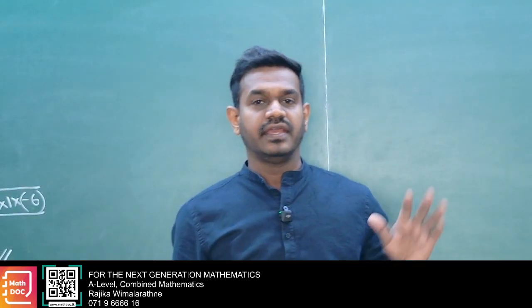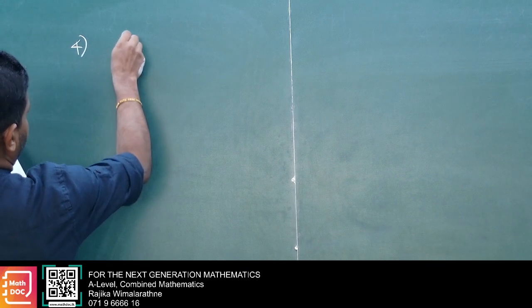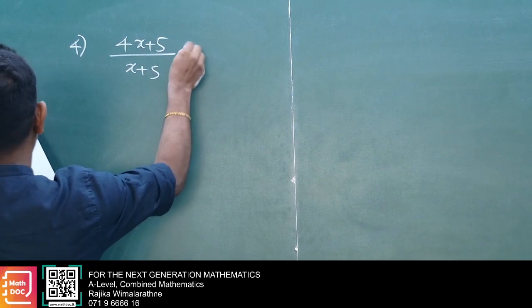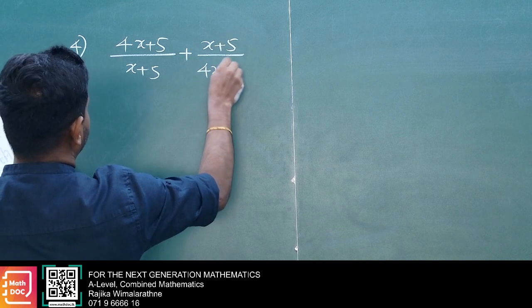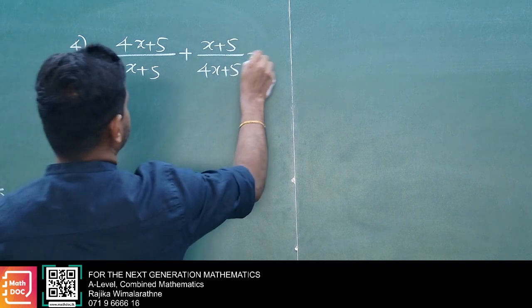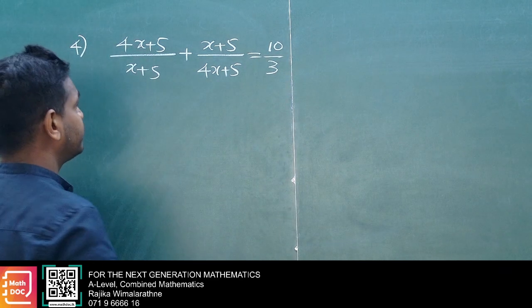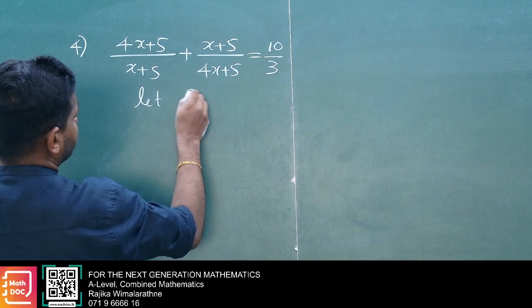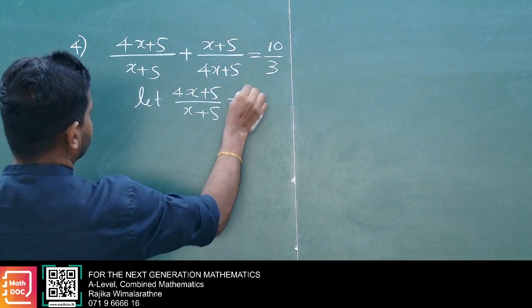Example 4. The equation given here is (4x + 5)/(x + 5) + (x + 5)/(4x + 5) = 10/3. Then do with me. Let (4x + 5)/(x + 5) equal t.